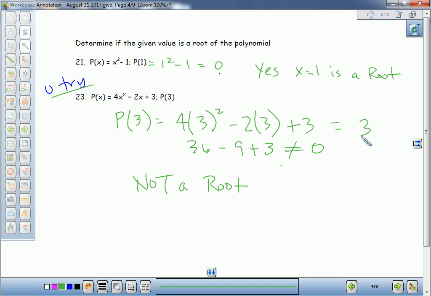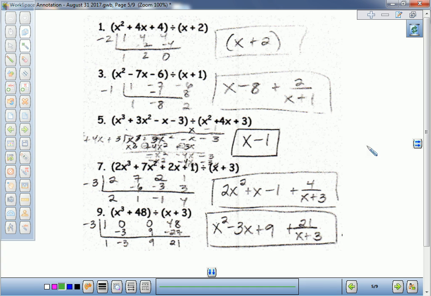Wouldn't that be minus 6? Yeah, 36 minus 6 is 30, plus 3 is 33. You are correct. All right. Questions about that? Okay, let's check your homework.